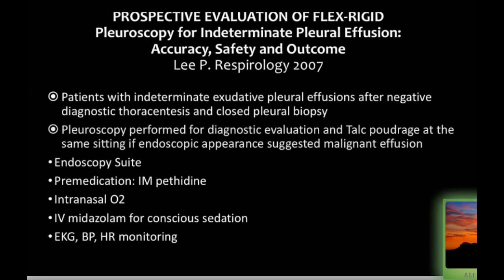took indeterminate exudative pleural effusion in patients who had negative diagnostic thoracentesis.